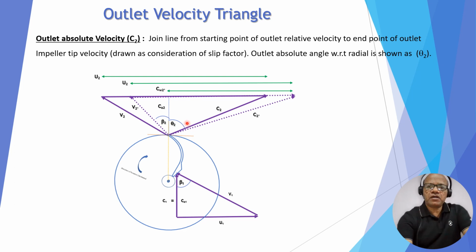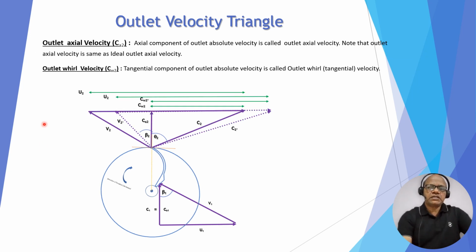And the outlet velocity angle, theta 2, is measured from the radial direction, which is shown as theta 2. Then the axial component of the outlet velocity is called the outlet axial velocity, and the axial velocity for the ideal and actual cases is the same. The tangential component of the outlet absolute velocity gives the outlet whirl velocity. So this is the whirl velocity CW2, and this is the ideal CW2 dash.